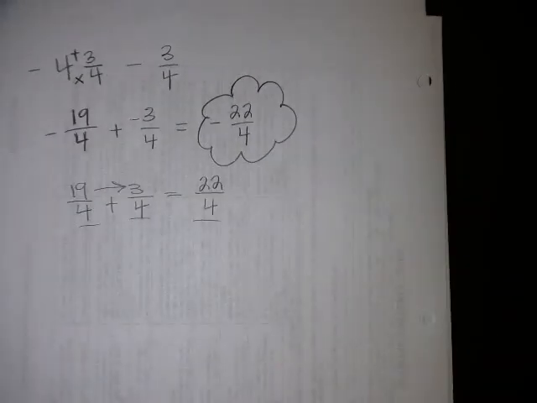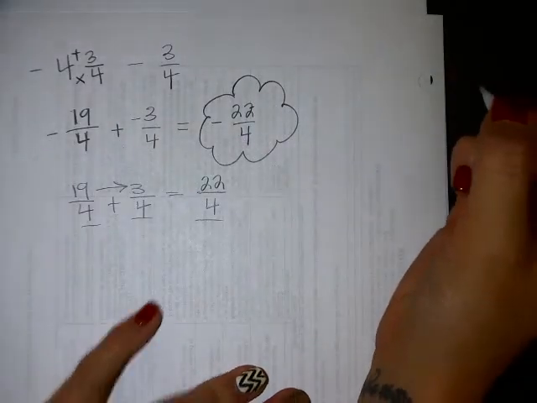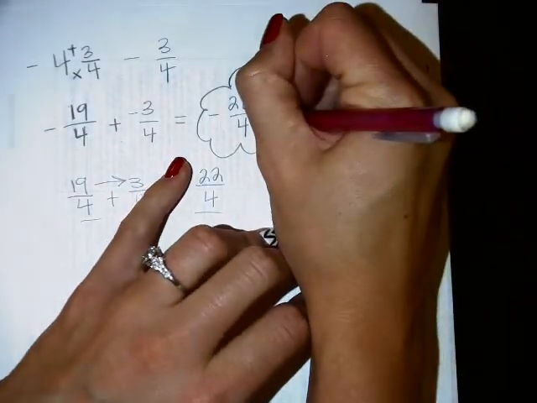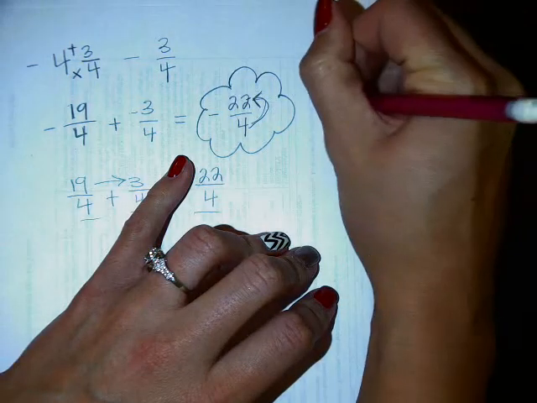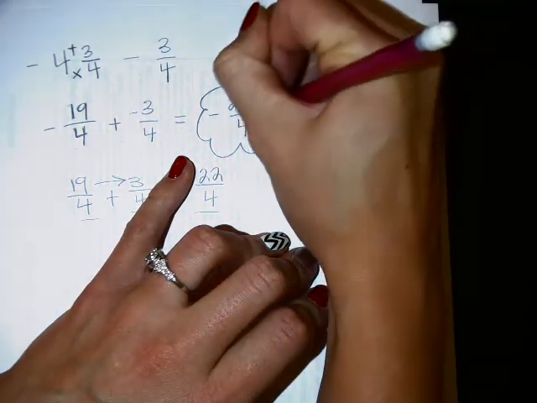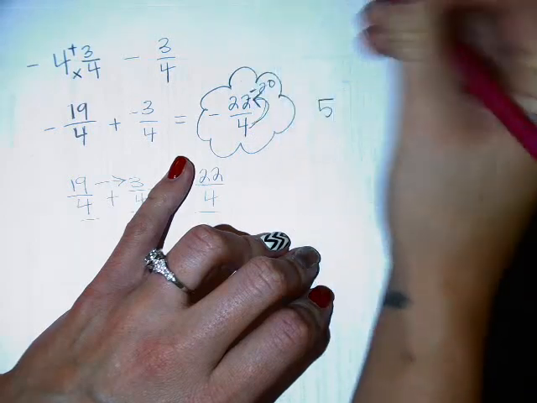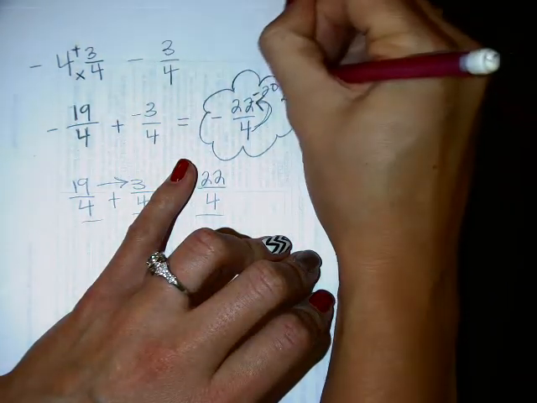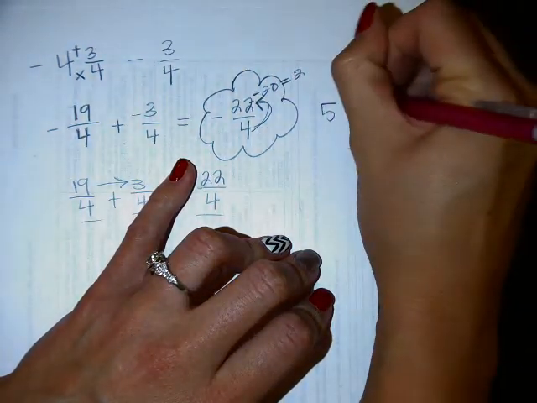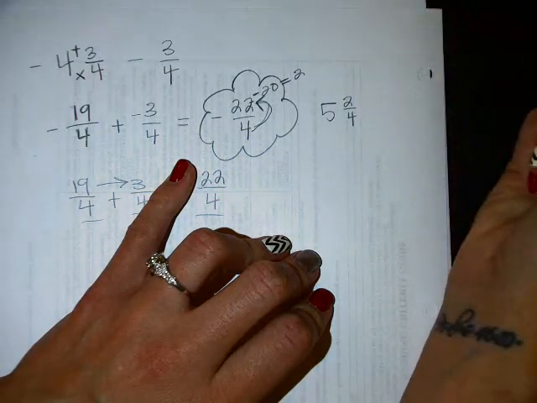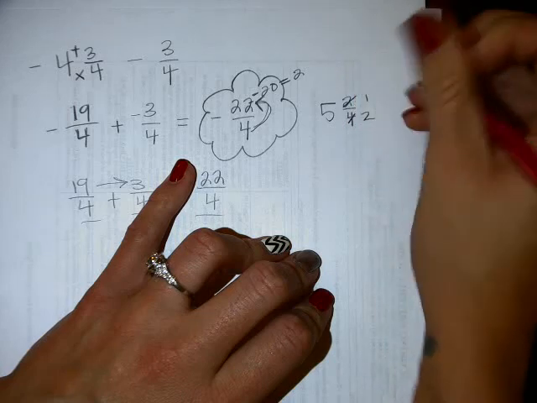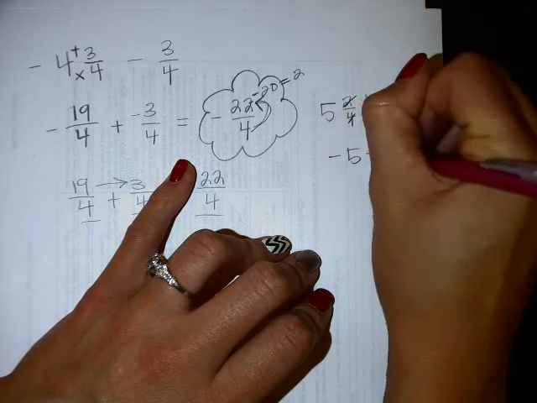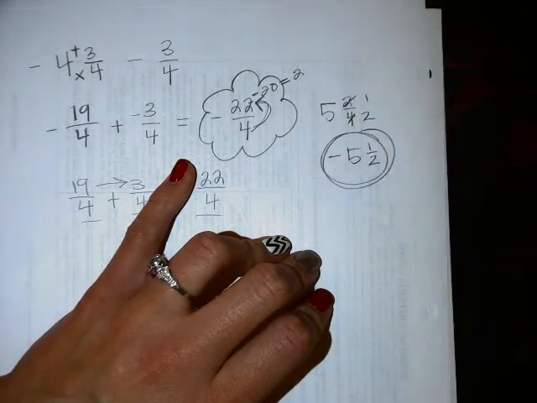Already marked my negative. Now the only problem is that this is an improper fraction because the top number is bigger than the bottom number. So I have to divide, or I can say, okay, how many times can 4 fit into 22? Well, I know it goes in 5 full times, meaning I could take out 20 of those because 4 times 5 gives me 20. And I have a remainder of 2 up top. So I'd have 2 left over out of 4. And then 2/4 can be simplified to 1/2. So I would have a negative 5 and 1/2. Okay.